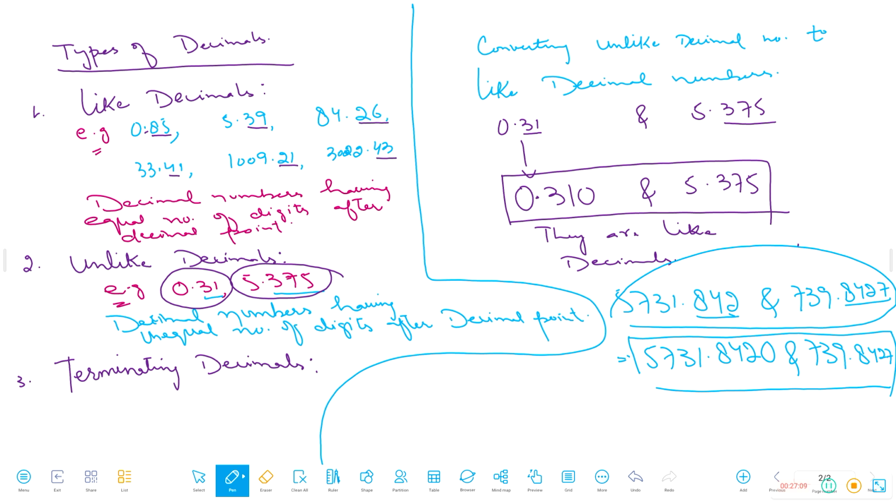Now the last one here is terminating decimal. Remember, beta, there are some decimal numbers whose decimal expansion, that is the numbers coming after the decimal point, ends. Like these numbers, they have a terminating decimal expansion. But there are some numbers whose expansion is non-terminating.